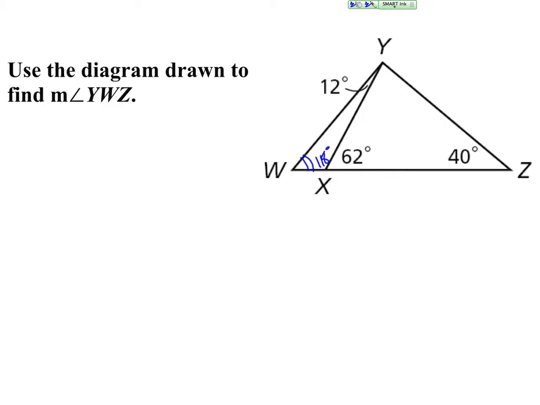Should that be 120? The answer? Or this one? I think 180 minus 62. Yeah, when you borrow.